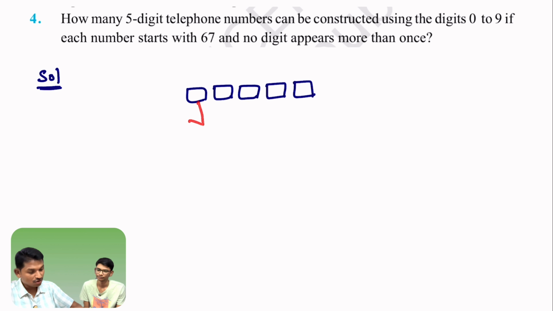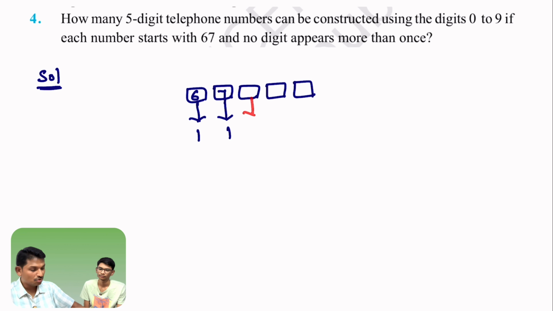First box can be filled in how many ways? 1 way. What is that 1 way? 6, because the number begins with 6. Second box can be filled in 1 way, which is 7. Each number begins with 67, so the 6 place is fixed and the 7 place is fixed. So this can be done in 1 way, 1 into 1.